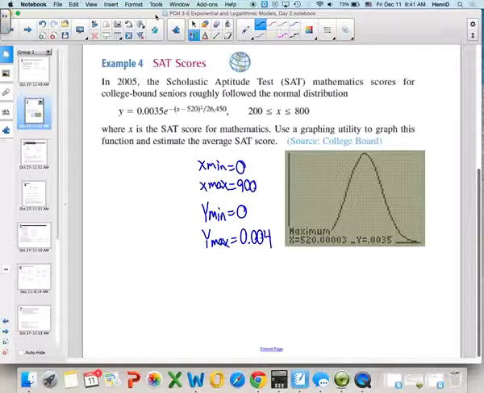Okay? So that's our Gaussian model, right? Named after Carl Friedrich Gauss, who is the one that kind of came up with the whole thing. Along with a bunch of other stuff, he was pretty brilliant.